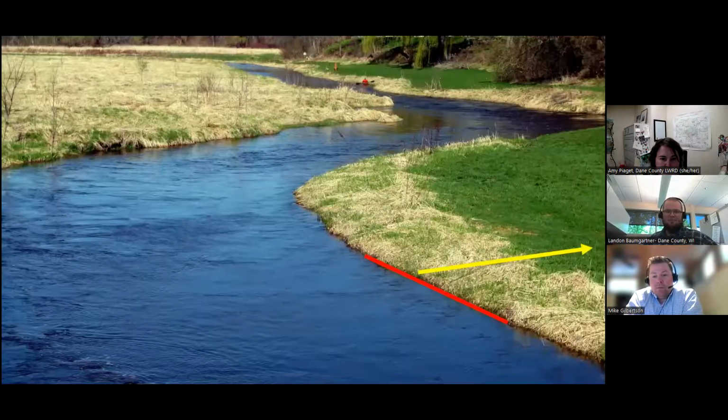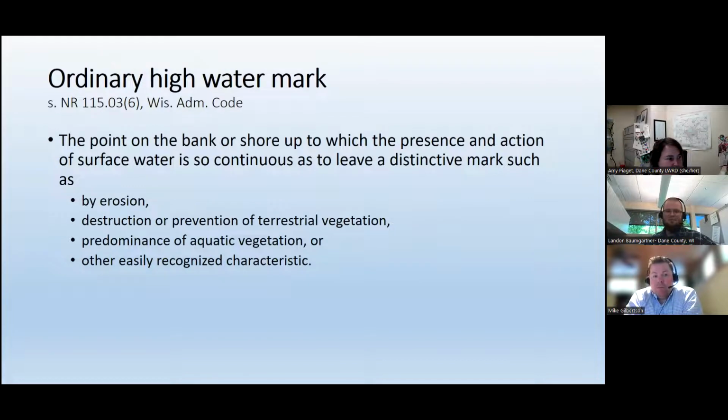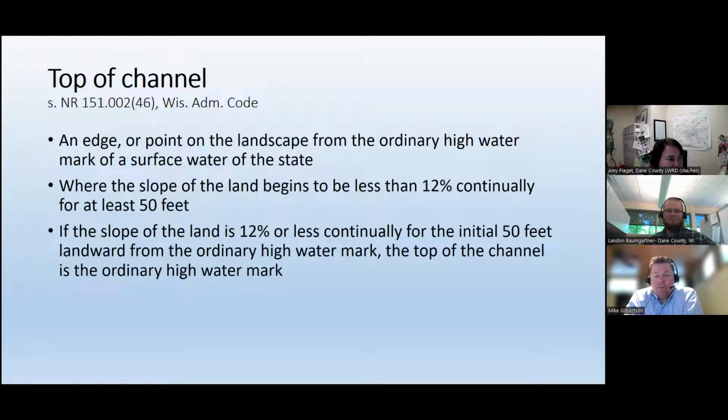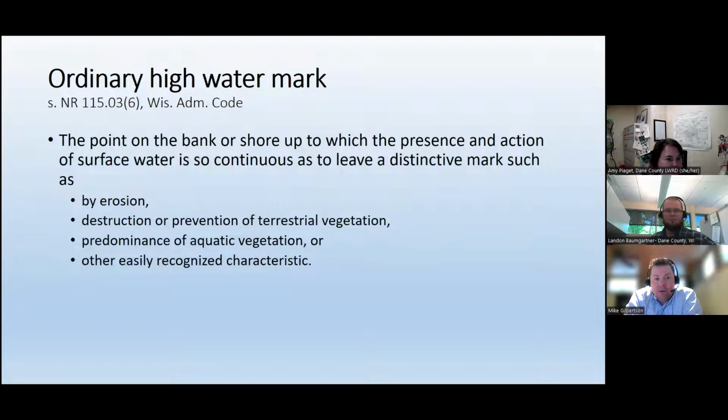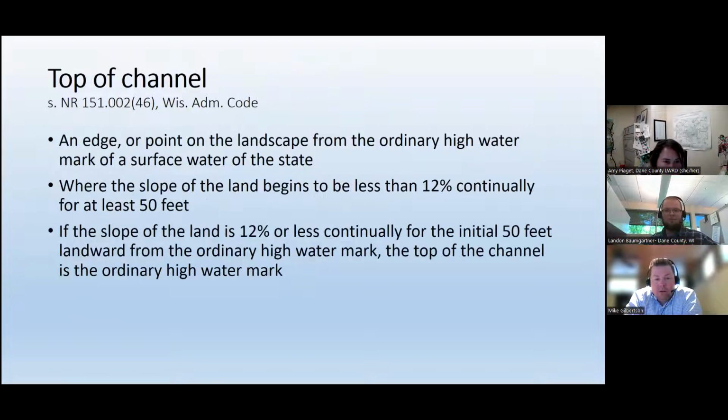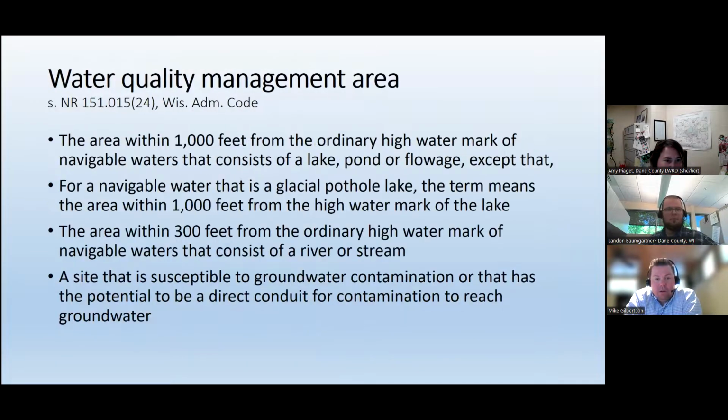I think that gets back to your ordinary high water mark and top of channel kind of definitions based on the different standards. So there is that component for top of channel associated with slope that may play into those cases. And then there is that ordinary high water mark, which may be something to consider as you're looking at that. But I think, if I remember correctly, the water quality management areas here are all from that ordinary high water mark.